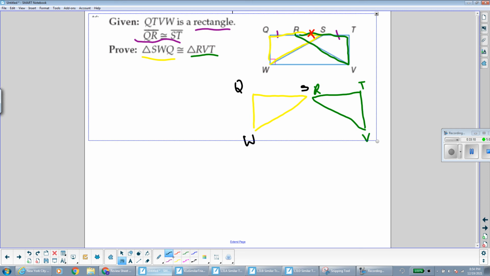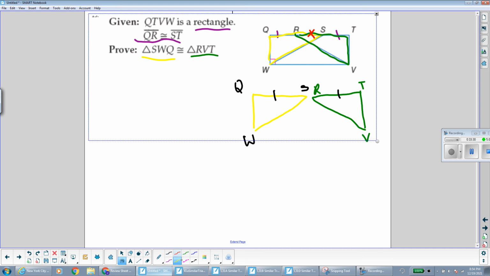So already through the addition postulate, we can show that QS, that's the whole yellow side here, is congruent to RT. That's that whole side of the green triangle over here. That was our goal of the addition postulate. Now we have a pair of congruent sides we can use to prove the triangles congruent.